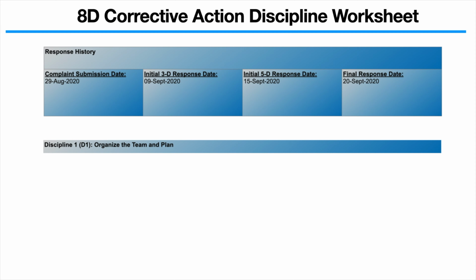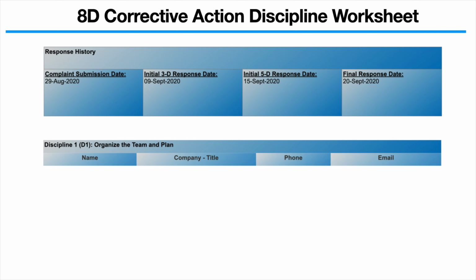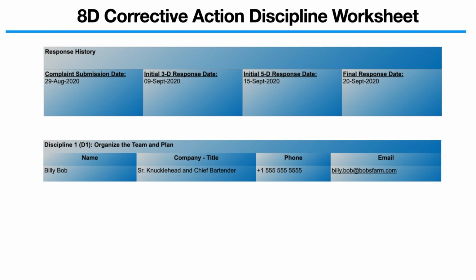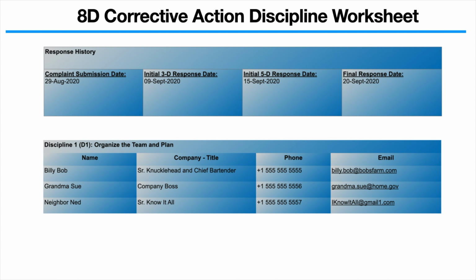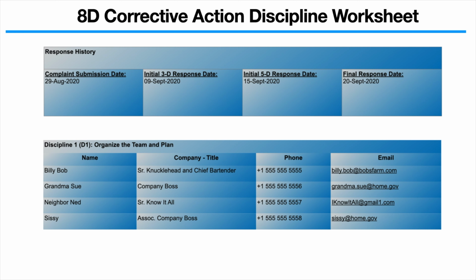The first discipline, Organize and Plan, is where we list and engage the team responsible for the investigation, analysis, and ultimate corrective and preventive actions. Include as many of the disciplines on the team as necessary to complete the plan, do, check, act cycle.